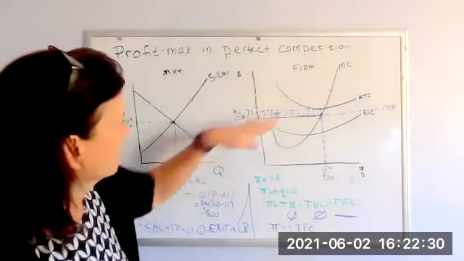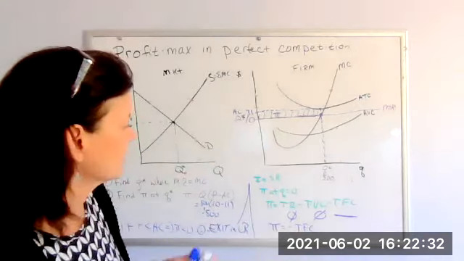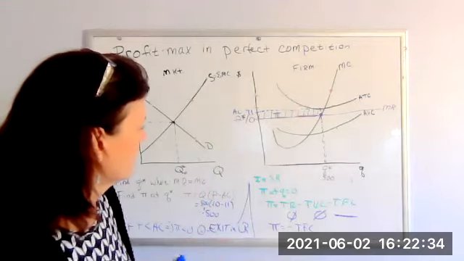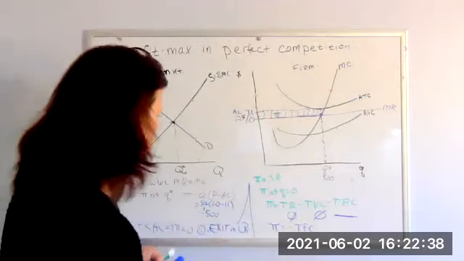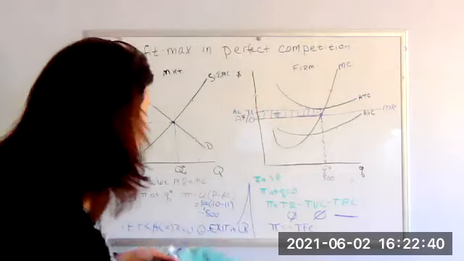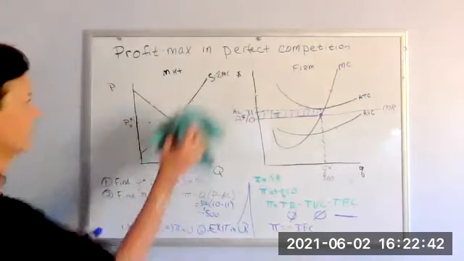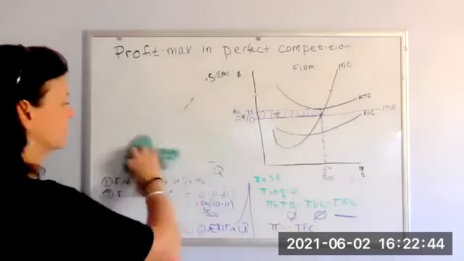Our total costs are 11 times 500. Our total costs are 5,500. But how much of those 5,500 are variable costs, and how much are fixed costs?